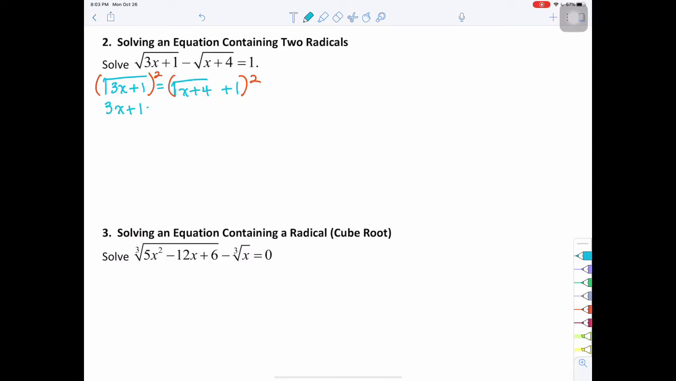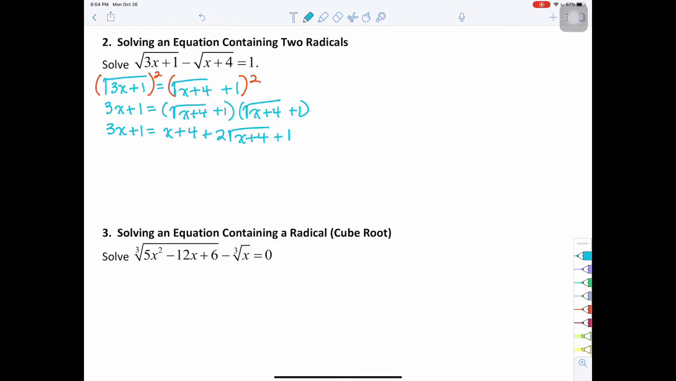Now the other side of the equation is a different story. This is root x plus 4 plus 1 multiplied by root x plus 4 plus 1. Keep that 3x plus 1 there. And let's FOIL. The F of FOIL is just x plus 4. The outer and the inner are both 1 times root x plus 4. So we have 2 root x plus 4. And last of FOIL is plus 1.